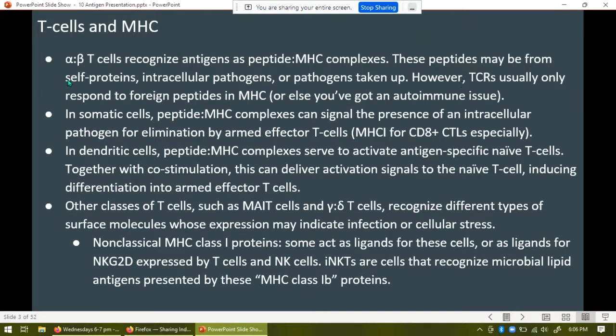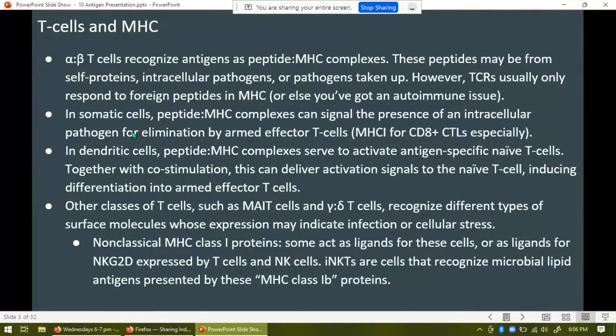However, T cell receptors don't usually recognize self-proteins, and there is a complicated reason for that. They are selected against during development. If they are self-reactive, they are put into apoptosis. Okay, so you don't really have self-reactive T cells. They usually only respond to foreign peptides in MHC. Otherwise, you would have an autoimmune issue where you're targeting your own proteins.